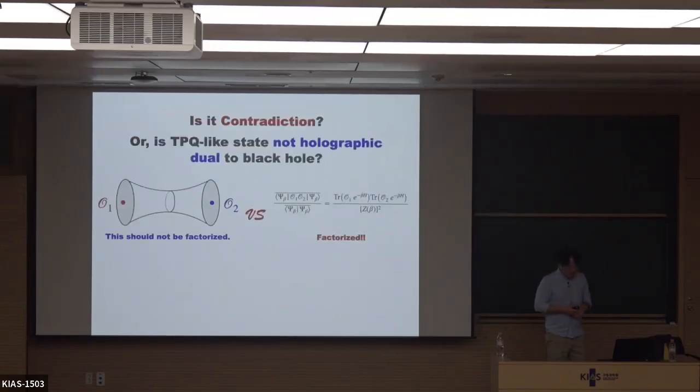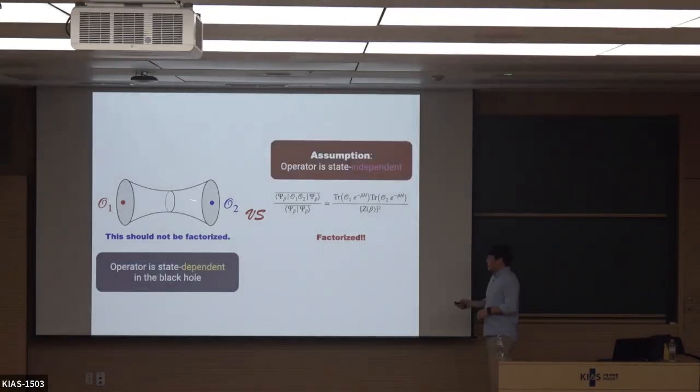But we found an interesting idea. This will contradict. Even in the black hole case, you don't have to go to this multi-boundary one. Even in the black hole case, you know that the correlation function should not be factorized, but here it's factorized. It looks like a contradiction, but this contradiction actually appears in our black hole information paradox. When we say there is a black hole and we consider this correlation function, the operator is state dependent, whatever it means.